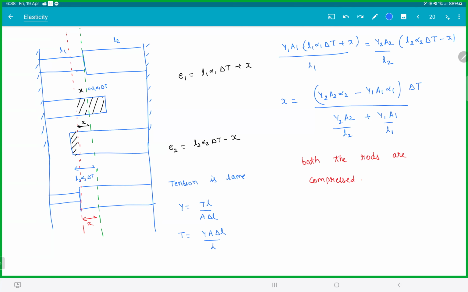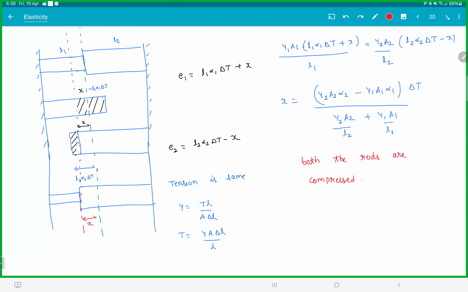Bottom में क्या हो रहा है? Bottom में the rod would have been till here. Means your natural length would have been extra L2 alpha 2 delta T. That is extra. Yes, sir. But in that you got compressed only this part. Making sense? Yes, sir. Got it. समझा. Everyone got the diagram?